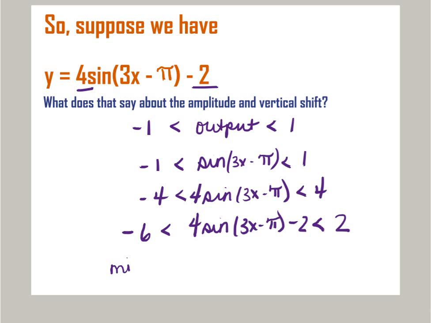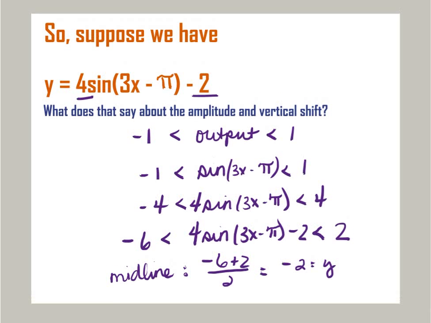So the midline is going to be the average of the two. Remember, the easiest way to find a midpoint is to simply average the two endpoints. So if I take negative 6 and 2, and I average them, then I get negative 4 over 2, which is negative 2. So the midline would be at y equal negative 2. Okay, so that's a lot of information to take in so far. Let's see what we can do with that.